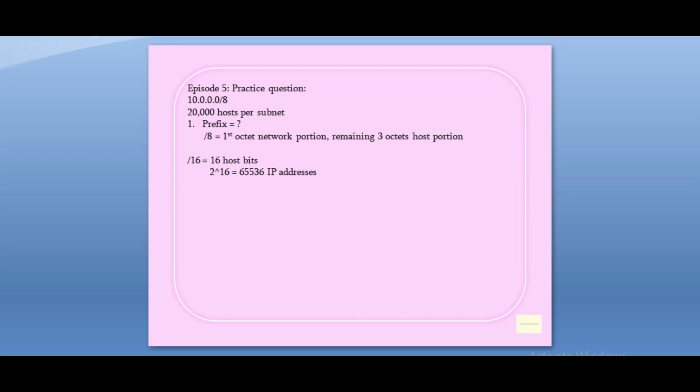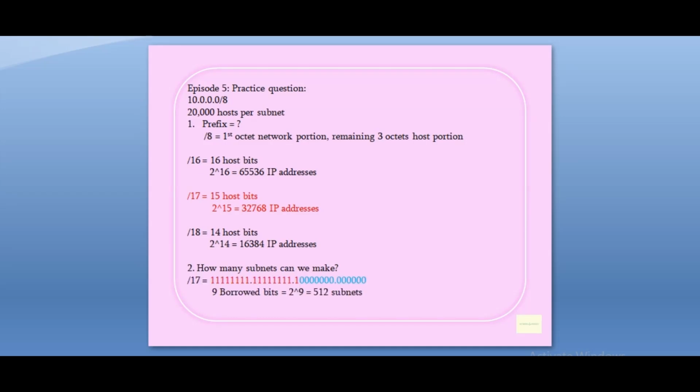So let's check /17. /17 gives us 15 host bits, by which we get 32,768 IP addresses. This might be the closest to our requirement, but for confirmation's sake, let's check the next prefix. /18 gives us 14 host bits, by which we get 16,384 IP addresses, which is less than our requirement. That means we have to use /17 as our prefix. The second question is how many subnets can we make? With /17 we have 9 borrowed bits, giving us 512 subnets.